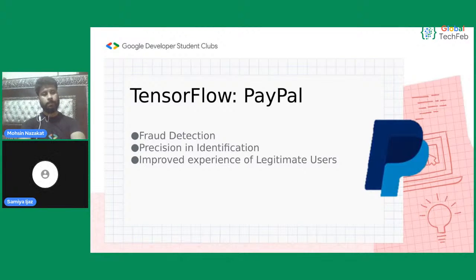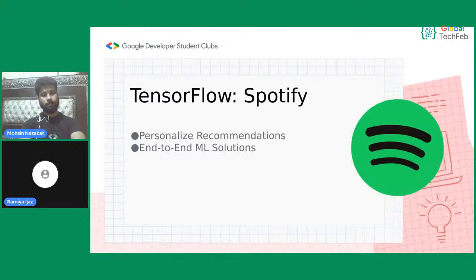Then here comes another everyday used app, Spotify. What Spotify is doing is personalizing recommendations for users. It has an opinionated set of products and configurations to deploy end-to-end machine learning solutions.